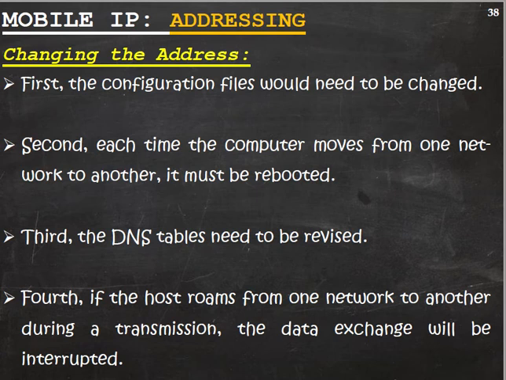So the first one is changing the address. One solution for mobile IP is to allow the mobile host to change its address when it goes to a new network. The host can use DHCP to obtain a new address associated with the new network. But there are several drawbacks in this method.